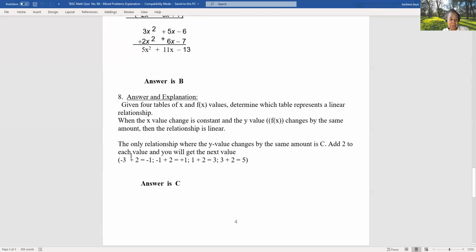That is, if you add 2 to the previous value, you get the next value. So minus 3 plus 2 is a minus 1. Minus 1 plus 2 is plus 1. 1 plus 2 is 3, and 3 plus 2 is 5. And that's the C table, where we see that the y is changing by the same amount. And that's characteristic of a linear relationship.